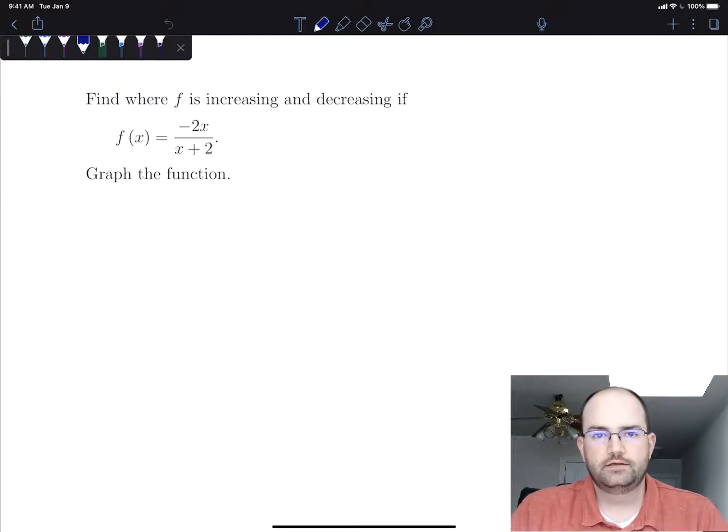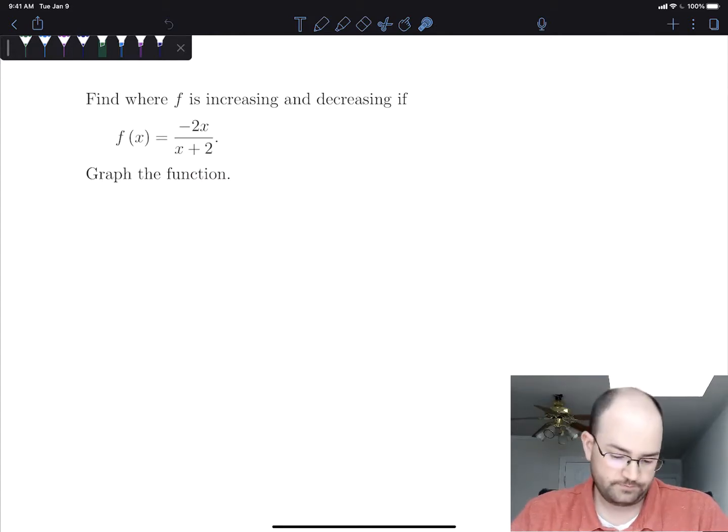Hello. In this video, I want to find where f is increasing and decreasing if f of x is equal to negative 2x over x plus 2, and then we want to graph the function, and we'll do that in the calculator. So to do this, we want to find where f is increasing and where it is decreasing.